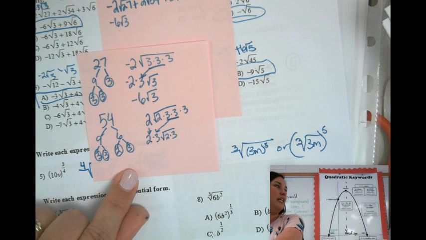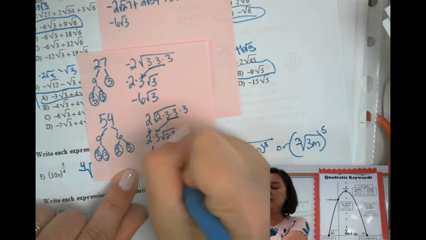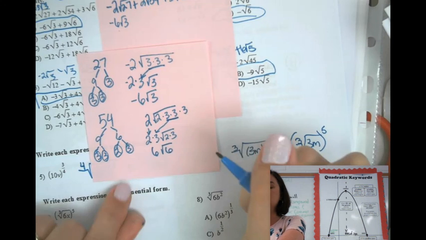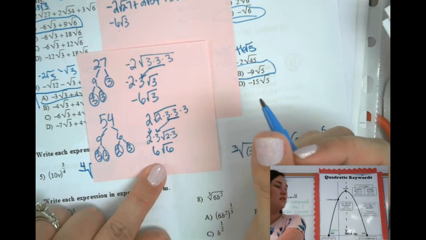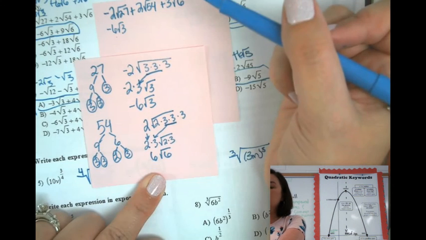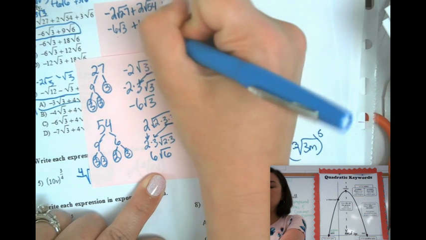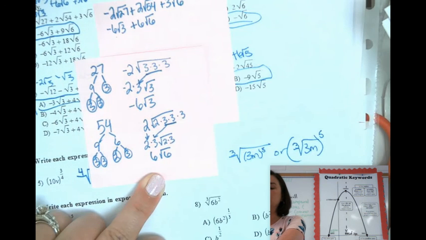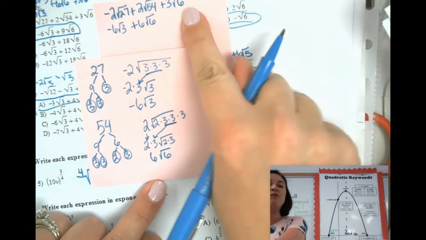So what's 2 times 3 again? 6. And then we got the same thing under there. So that one becomes 6 square roots of 6. So right here at the original, I'm going to put 6 square roots of 6. And the last one already has a square root of 6.